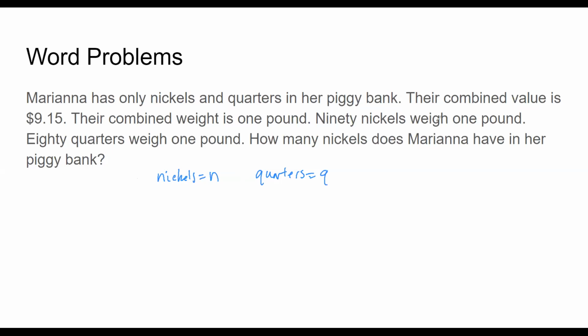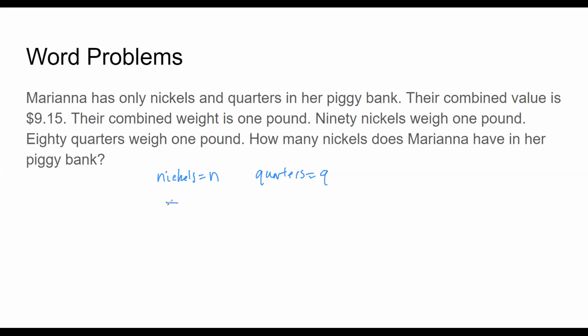It says their combined value is $9.15. So does anyone have an idea of what equation we can write using N, Q, and this information of $9.15? N plus Q is equal to $9.15. That's close. But N here is the number of nickels, and Q here is the number of quarters. And this is an amount of money.